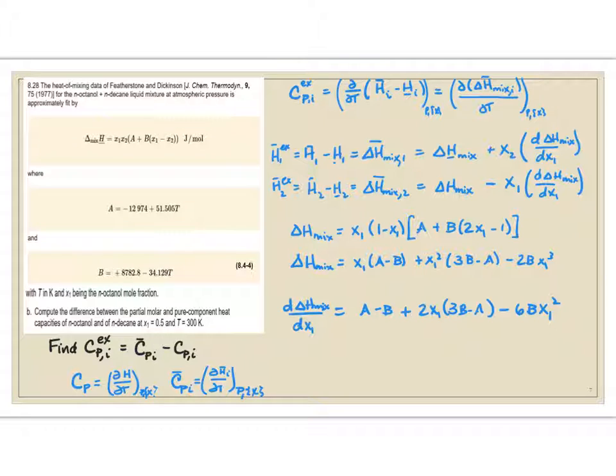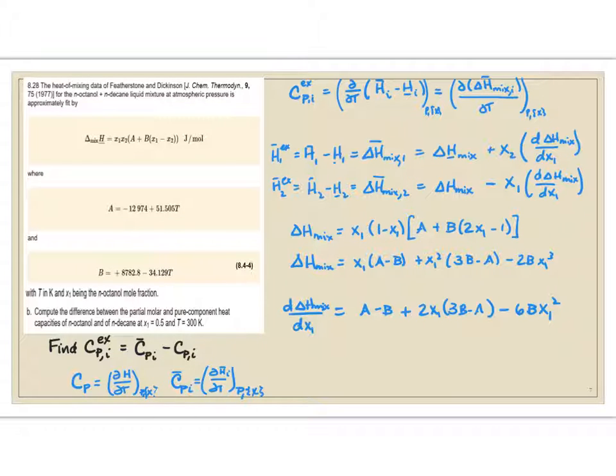Well, I'm not going to do the rest of the problem for you. I want you to work through this on your own. But this is going to give me the H1 excess, which will allow me to then take the derivative with respect to temperature of that expression. All right, so I'll have it in terms of x, and I can evaluate it for when x is equal to 0.5, is what they specify there.